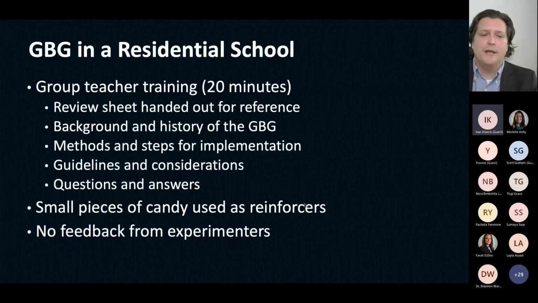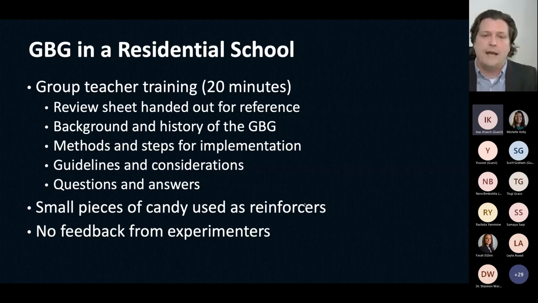So in this training, we reviewed what the good behavior game was and the steps, and we distributed little sheets that went through all the steps of the game and provided some tips. Then we provided a background and history of the game, very similar to what I presented at the beginning of this talk. And then we went over specific methods and steps. This is how you do it.